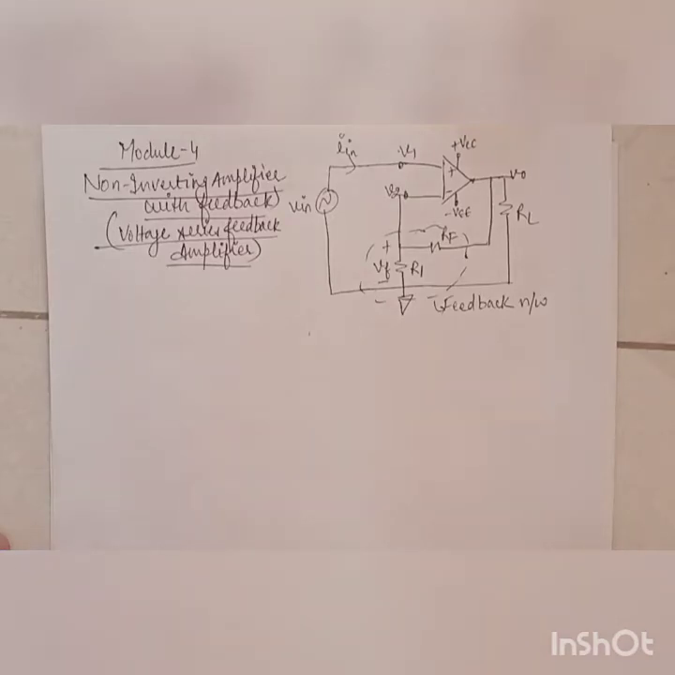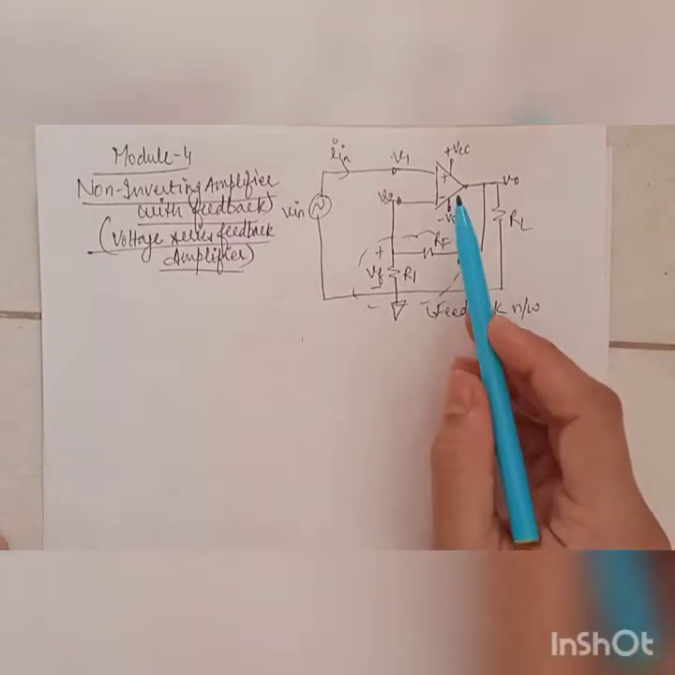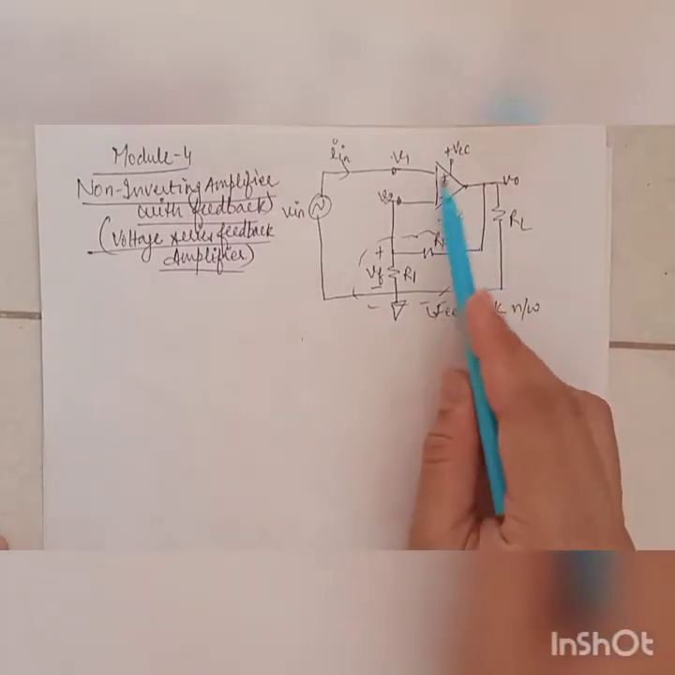Hello everyone. Today we are going to start with module 4, the topic non-inverting amplifier with feedback, which is also called as voltage series feedback amplifier. So here is the circuit diagram for this. We are using IC741 op amp.